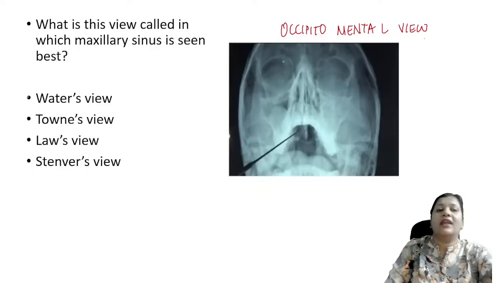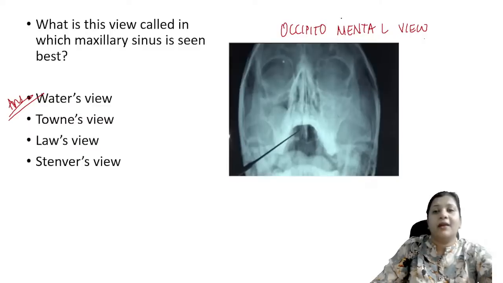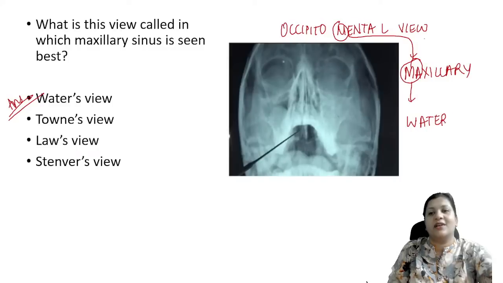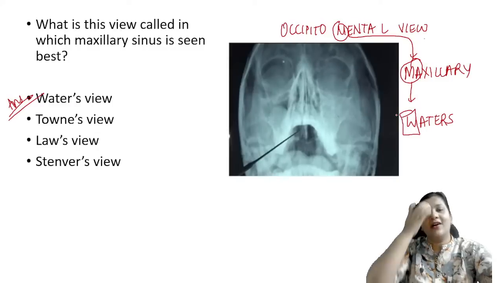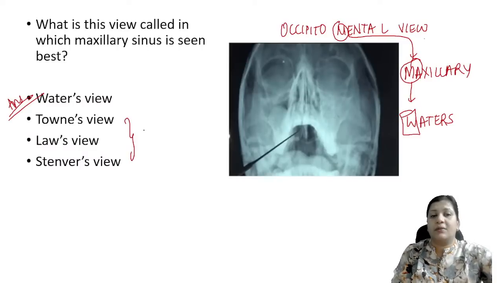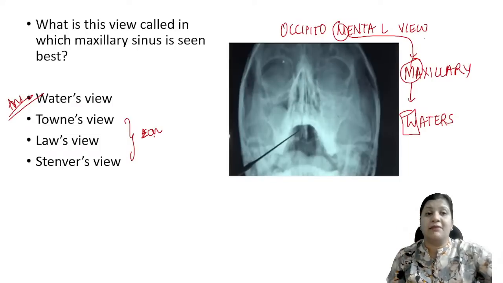Yes, very good. The answer is Waters view. So remember, M for mental view is for your maxillary sinus. Reverse M, you get W, which is your Waters view. So Waters view is for your maxillary sinus. Downey's view, Law's view, Stenver's view are not for the paranasal sinuses. They are for the ear, to assess the middle ear and the mastoid. Okay.